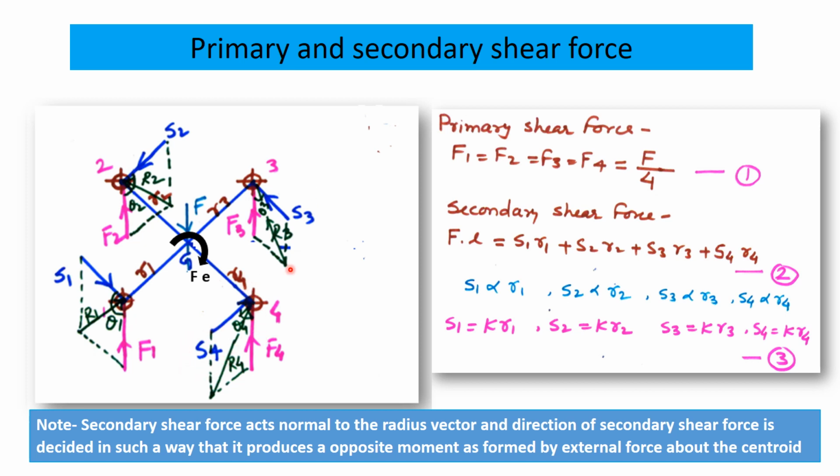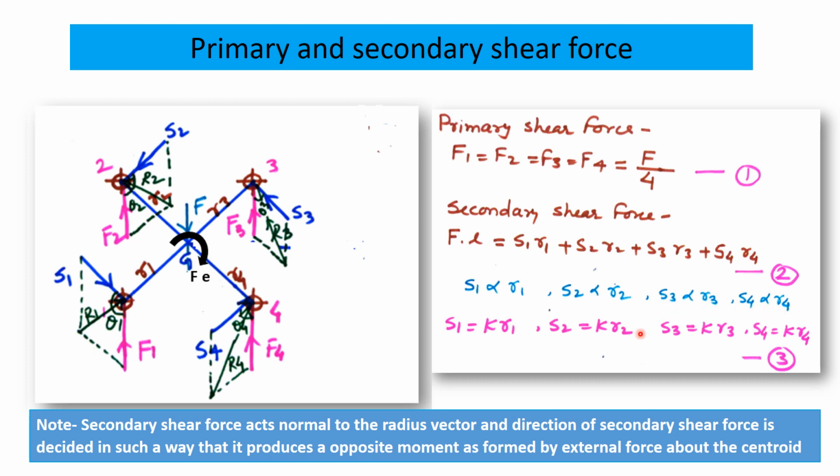First of all we assume that the secondary shear force S1 is proportional to the radius vector R1. So S1 is proportional to R1. S2 is proportional to R2. This is the radius vector. The radius vector is the distance of the center of the rivet from the centroid, the radial distance. So S2 is proportional to R2. Similarly, S3 is at distance R3 from the centroid, so S3 is proportional to R3. Similarly, S4 is proportional to R4.